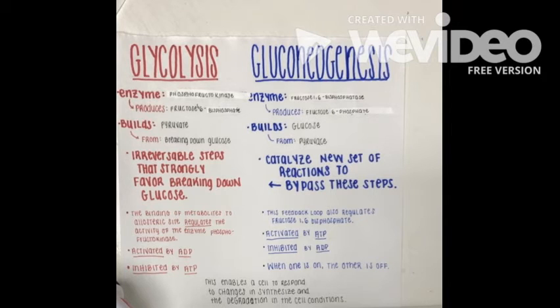So when there's more ADP in the body, glycolysis is going to take place. And when there's more ATP in the body, gluconeogenesis will take place and produce more glucose. Here it will synthesize more glucose, thus giving you more energy and replenishing your energy. So that's essentially how it works.